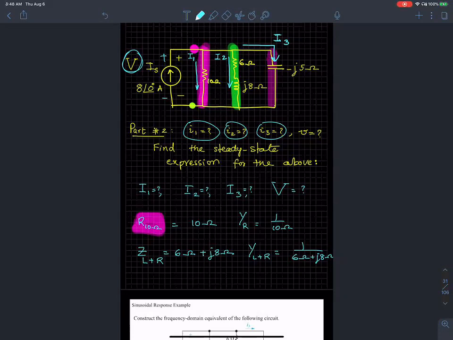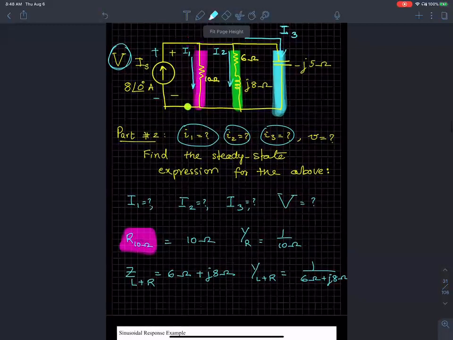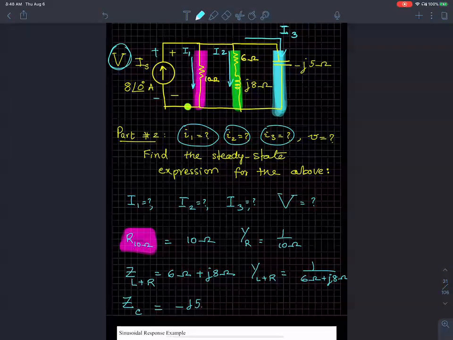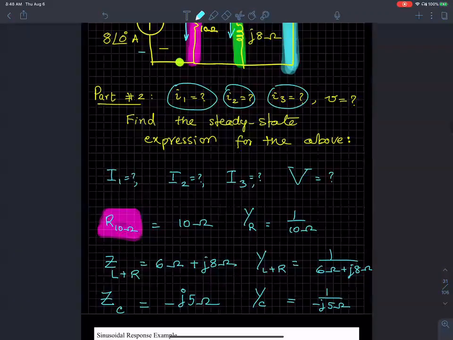Similarly, let's look at the third branch. I'm going to show you the third branch in the sky blue color. The third branch has the impedance of a capacitance, which is simply negative j5 ohms. Now, if I find the reciprocal of that, which is called the admittance, it's going to be negative j5 in the denominator. Everybody with me so far?